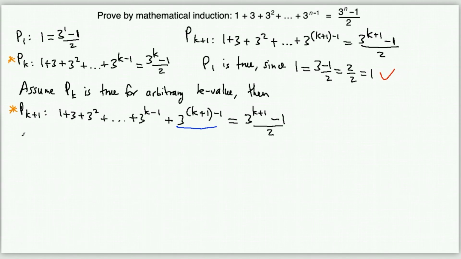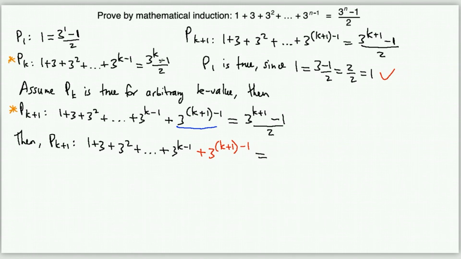So what we're going to do, we're going to say then, 1 plus 3 plus 3 squared. Well, let's indicate this as the Pk statement. 1 plus 3 plus 3 squared plus, up until that. But now we're going to add this term that wasn't there before to make it look like the Pk plus 1 statement. So I'm going to indicate this in red. So we're adding this, and we're setting it to the right side of that Pk statement.